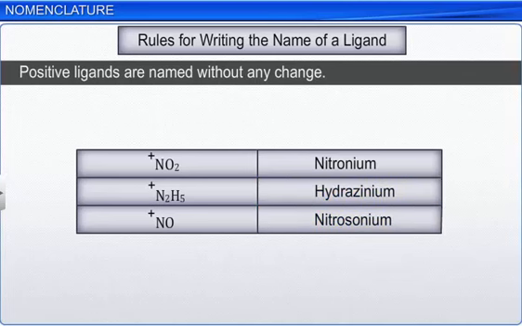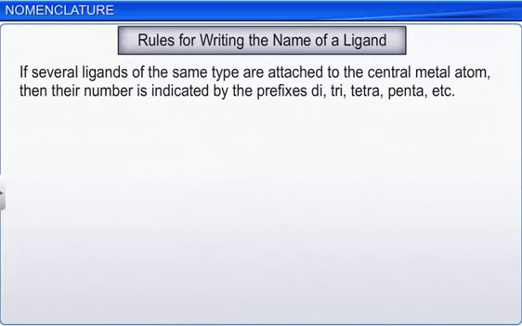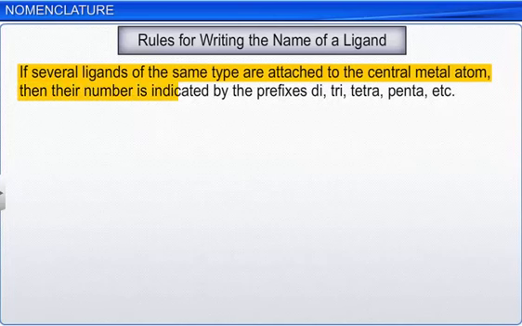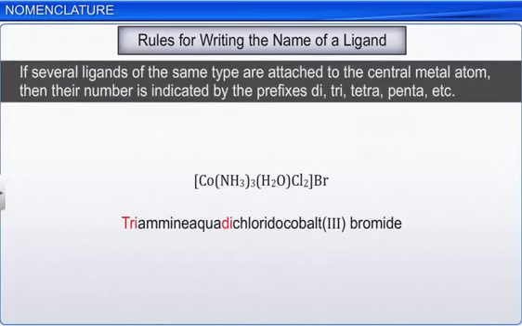Another rule says, if several ligands of the same type are attached to the central metal atom, then their number is indicated by the prefixes di, tri, tetra, penta, etc. For example, in the complex [Co(NH3)3(H2O)Cl2], the 3-ammine and 2-chlorido ligands are indicated by the prefixes tri and di, respectively.